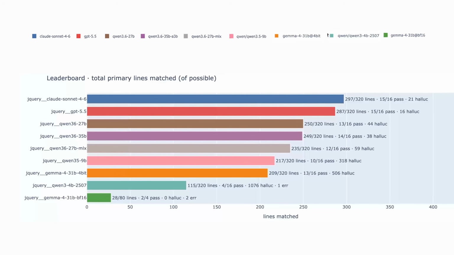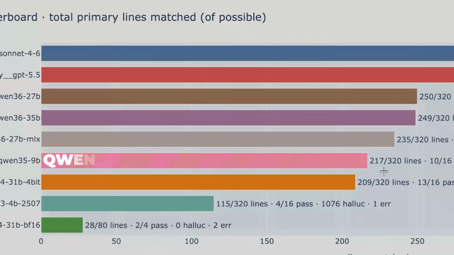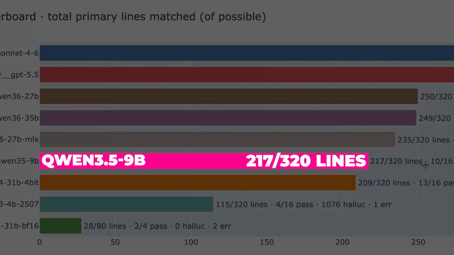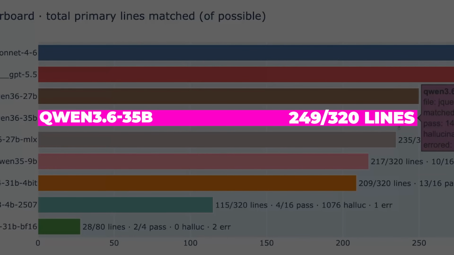Okay, here is the leaderboard for jQuery. Every model I ran sorted by lines matched. Qwen 3.5 9B, that's this pink one right here. That's a dense 9 billion parameter Qwen model, gets 217 lines matched. This is out of 320, by the way. Qwen 3.6 35B, this one gets 249 lines matched.